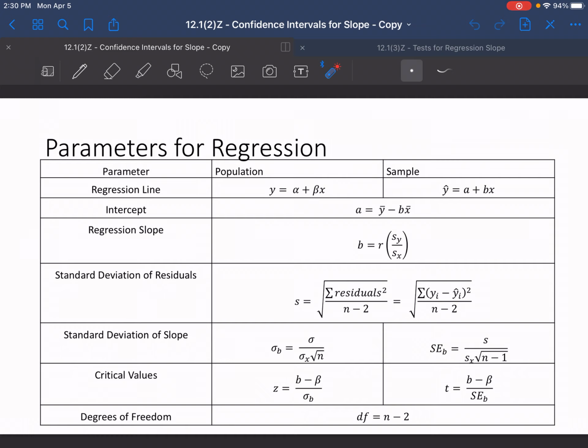If we're looking at critical values for our population, if we know our population values or some of them, then we would use Z. If we are just working off of our sample, which most of the time we are, then we're going to look at T over here, because at that point in time we're looking at our sample slope right here minus whatever our population slope is divided by the standard error.